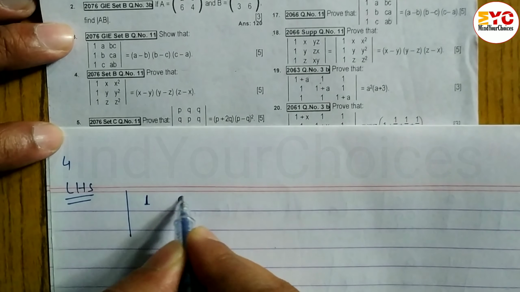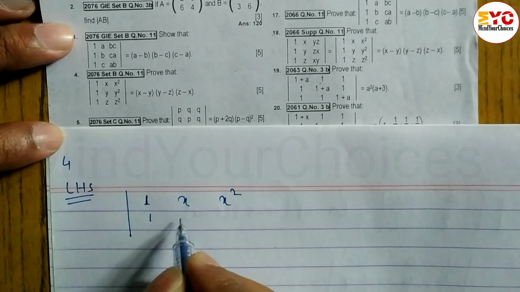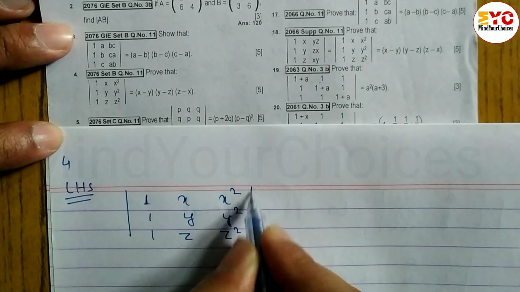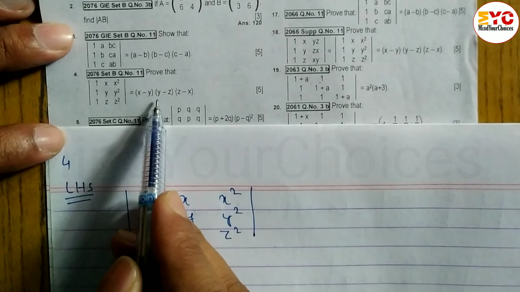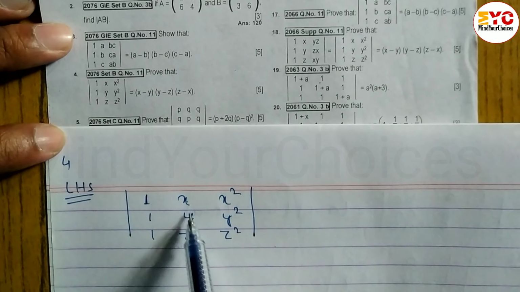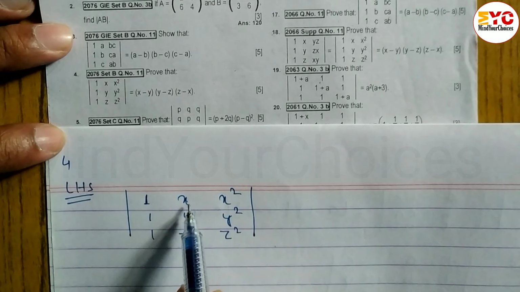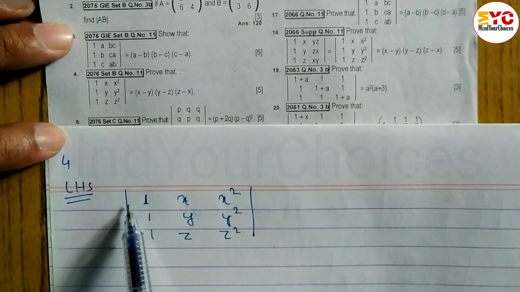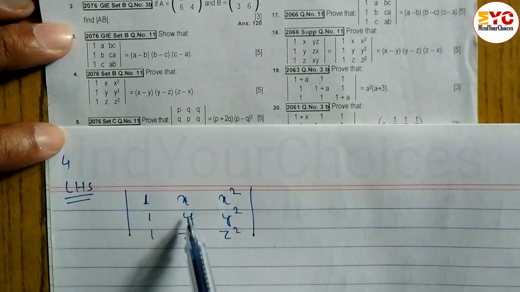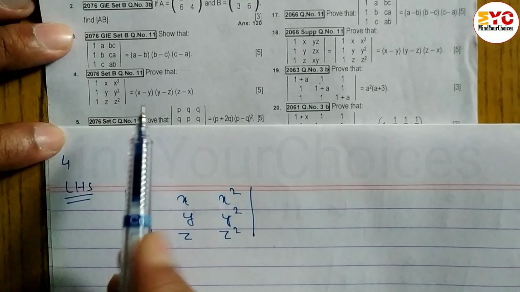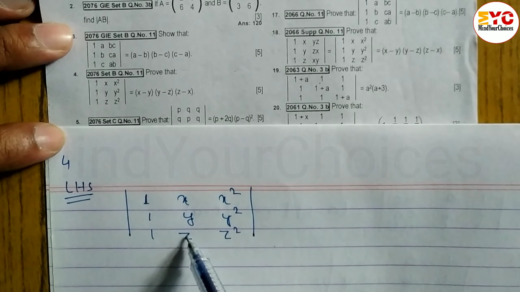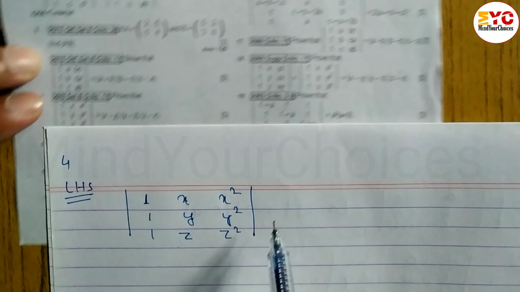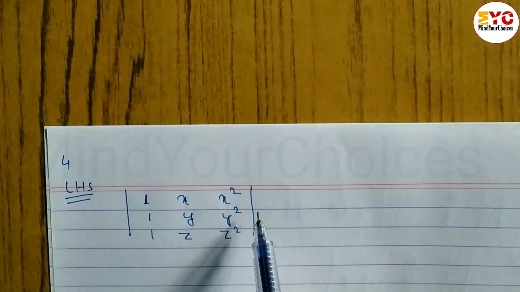Here we can write 1 x, x square, 1 y, y square, 1 z, z square. Okay, now here we have to prove x minus y, y minus z, z minus x. Means we have to subtract these two, the first row and second row. How to get x minus y? We have to subtract these two. When you subtract these two, the whole row we have to subtract, not only these two elements. Okay, next y minus z. When you subtract y and z we get y minus z, but the whole second row and third row we have to subtract to get y minus z. Okay, in the same way we have to do now.